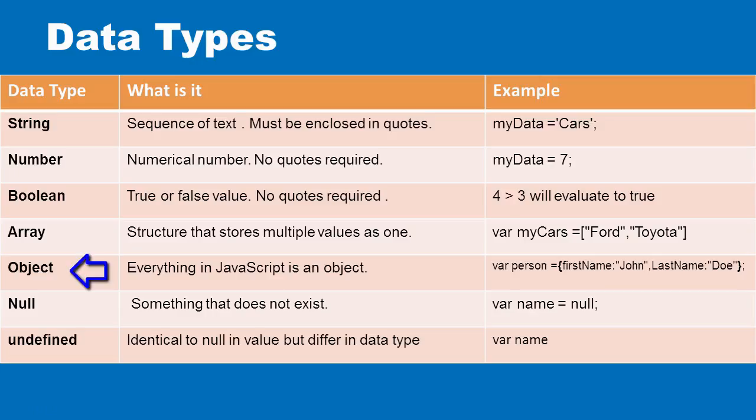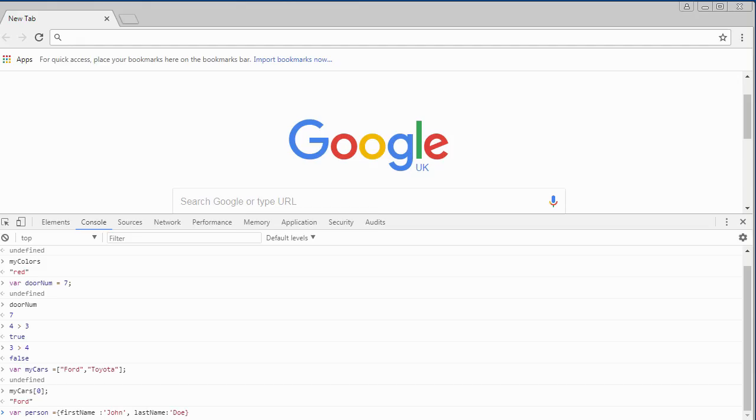The next data type I want to quickly mention is called the object. Everything in JavaScript is basically an object. So all the examples I've shown so far, they are basically objects. You can also represent JavaScript objects with curly braces, as I've done here. I've declared a variable called person and set the value equal to first name John, last name Doe. So you can represent an object this way as well, by using curly braces.